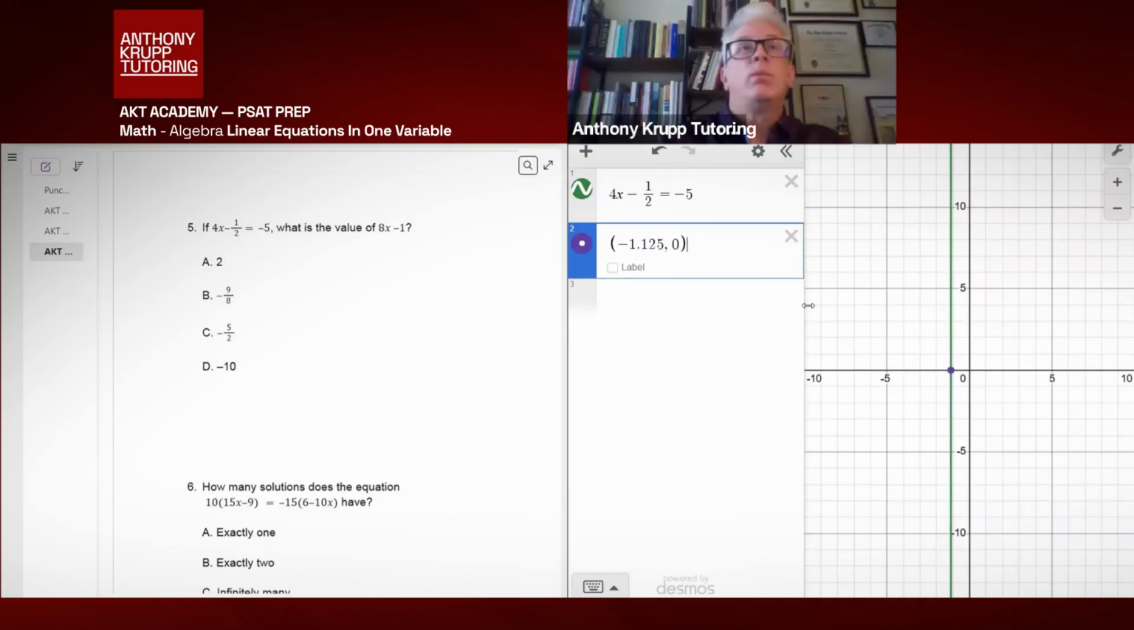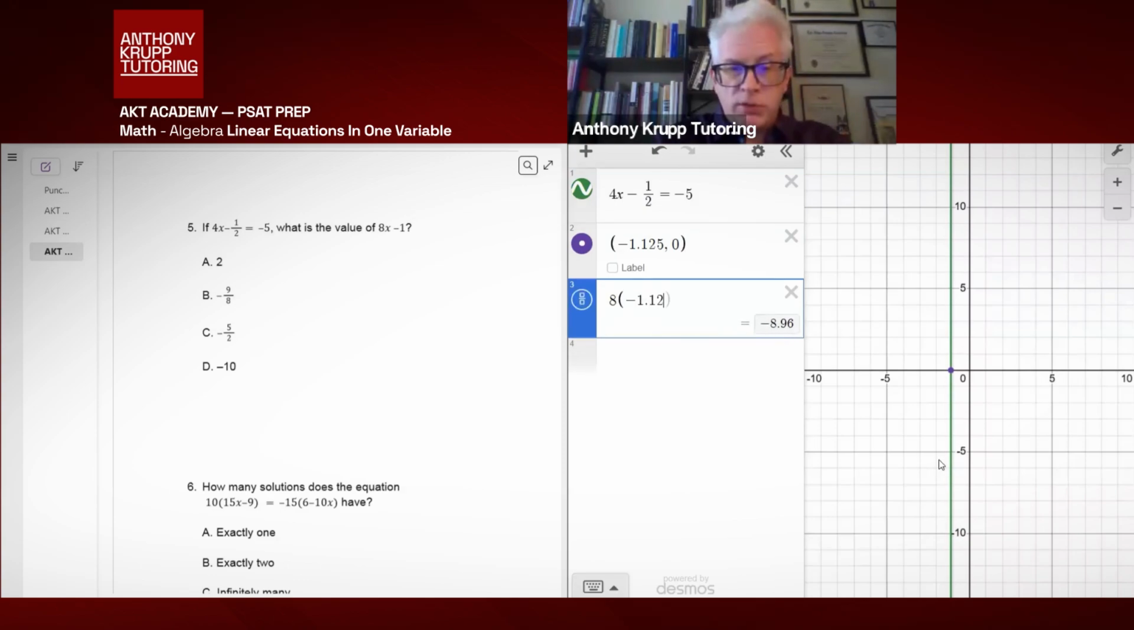What do they want to know? RTFQ. They want to know what 8x minus 1 is. So we're going to put 8x, negative 1.125, minus 1. Yay! It's apparently -10, and we're done here. Thanks, Desmos. Appreciate it. Thanks so much.